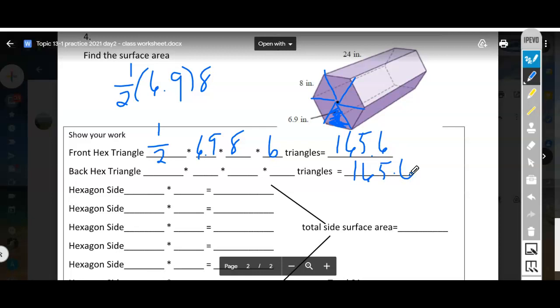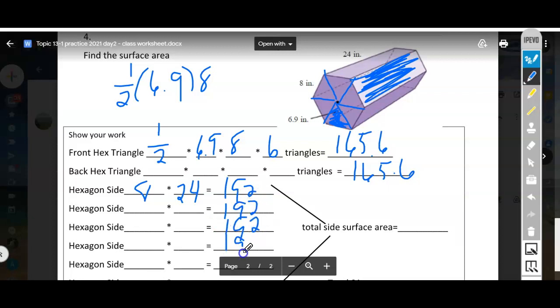Now we got to do our rectangles. So what are the dimensions of each rectangle? Bailey? 165. Oh, you're agreeing with the 165.6? What's the rectangles? 8 and 24 for each of those, which is how many? What is that? 192. And we end up getting 6 of those too, don't we?